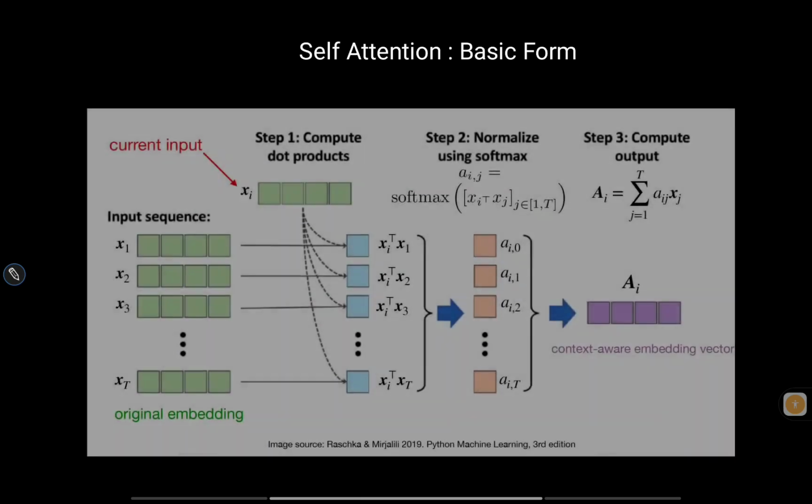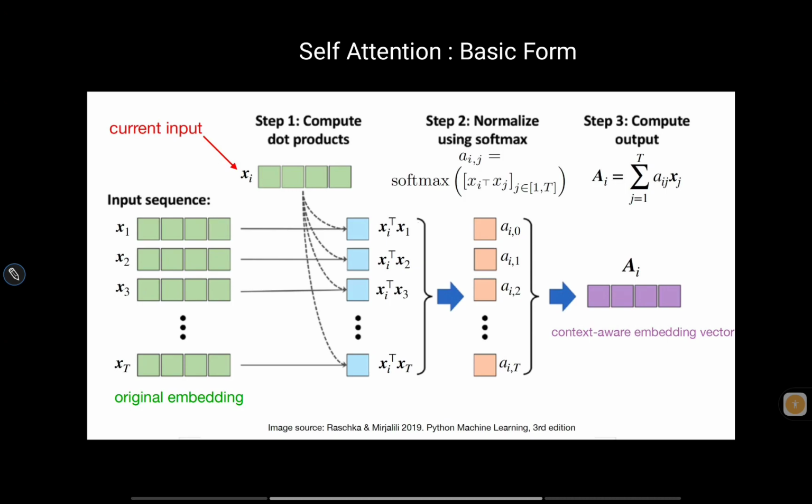Now let's try to visualize this basic form. We have xi, which is my current input, and for that we calculate the dot products between xi and all the other input tokens, which are x1, x2, x3 and xt. This dot product gives you the similarity between these two tokens, and once we have those dot products, we can normalize using a softmax, and after that we can calculate a more context-aware embedding vector for xi, right?